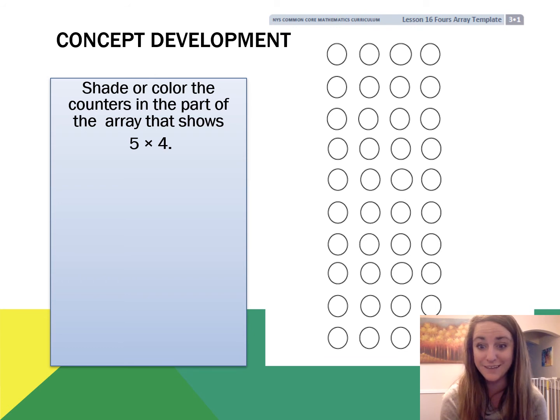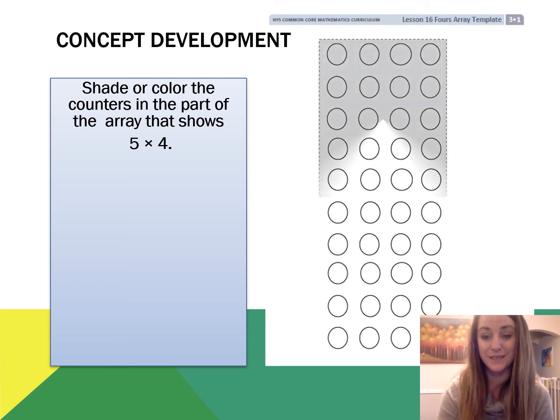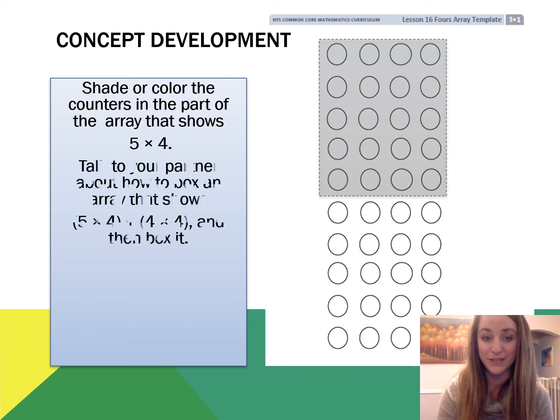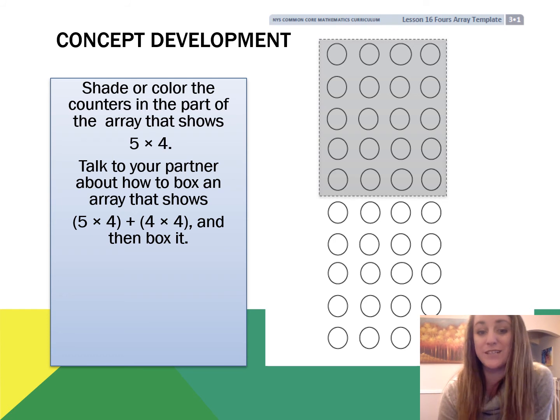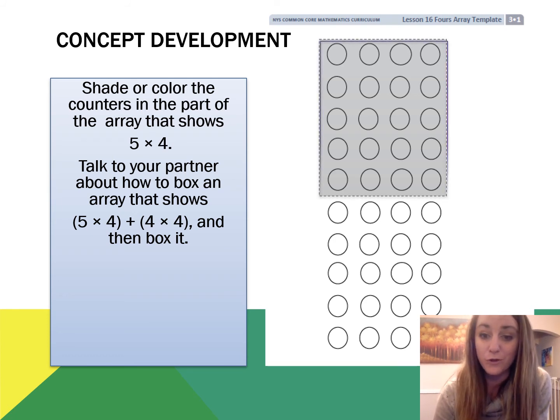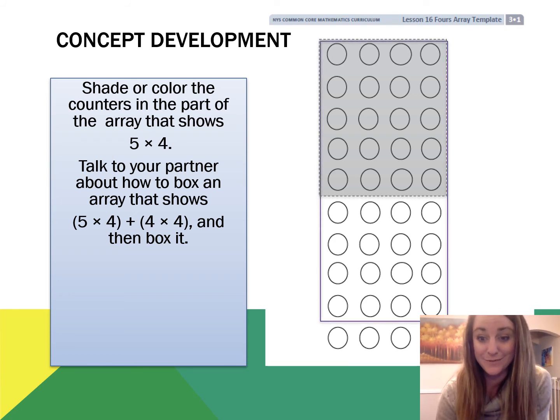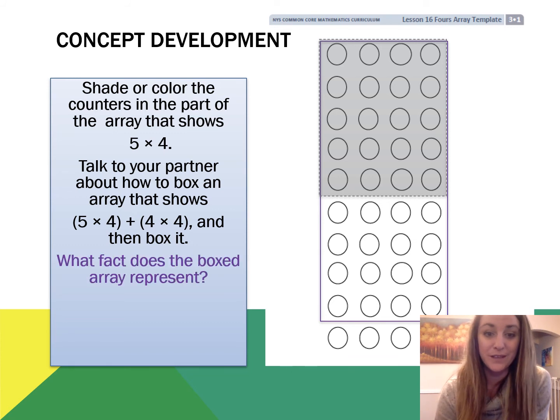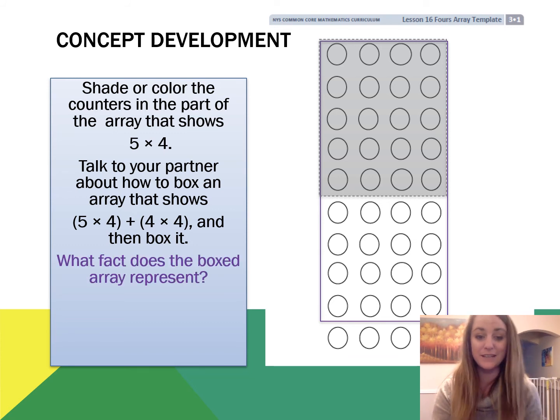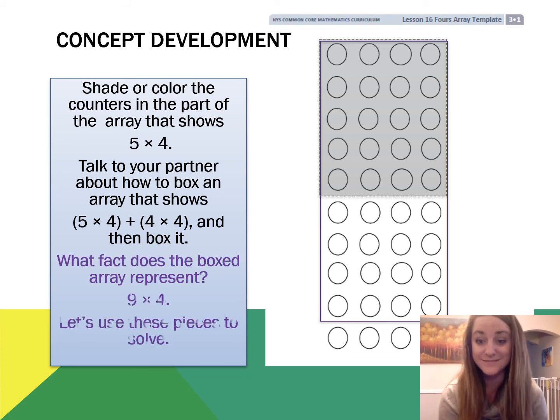Let's shade or color the counters. Again, we're showing 5 times 4. Now I want to find out 5 times 4 plus 4 times 4. So I'm going to box 4 more rows of 4. So it's the entire array now. What fact does the boxed array represent? It will represent 9 times 4.